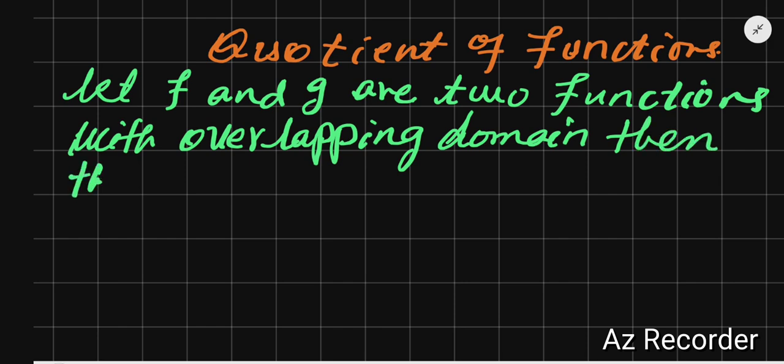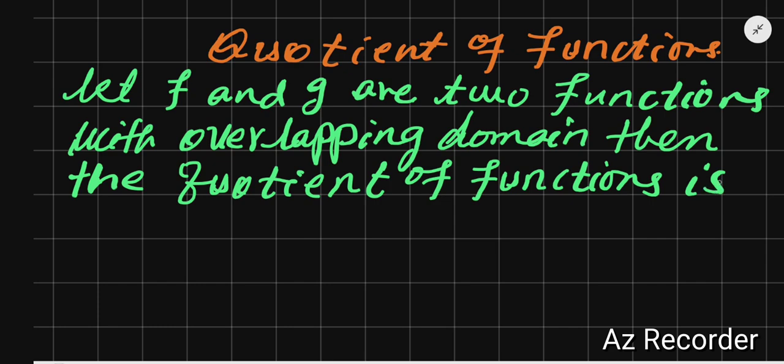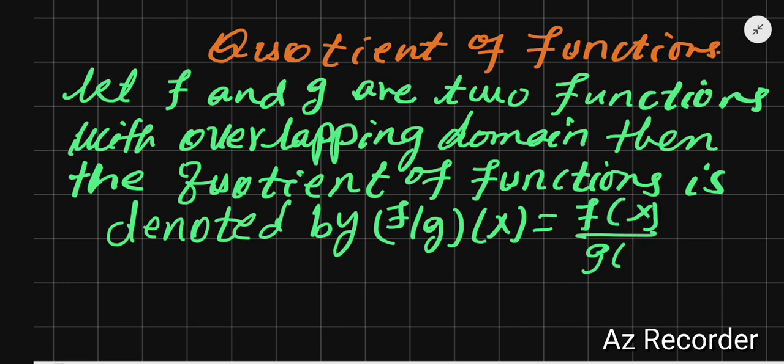The quotient of functions is denoted by f over g of x, which means f of x over g of x. This is the notation of the quotient of functions.